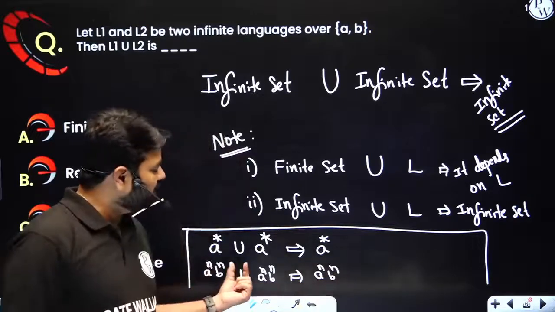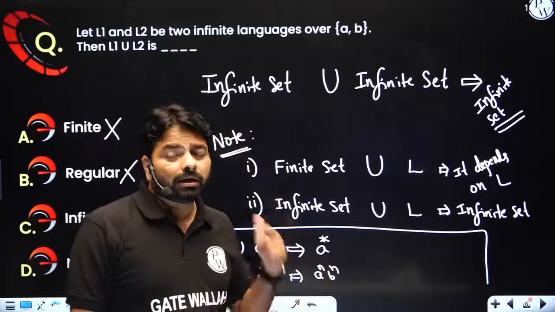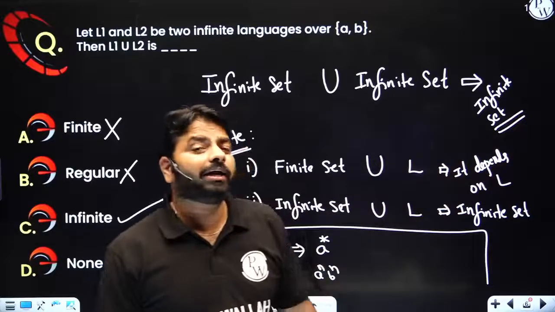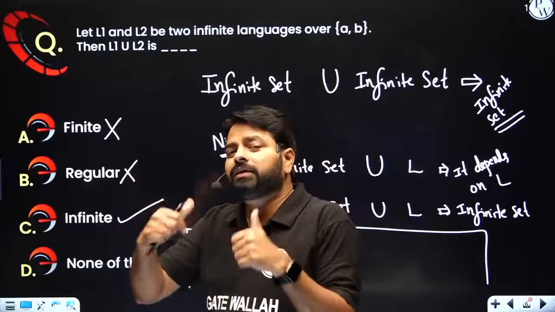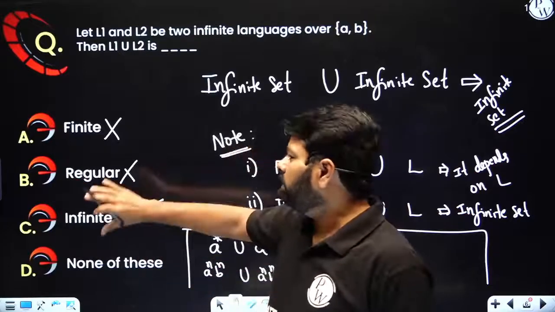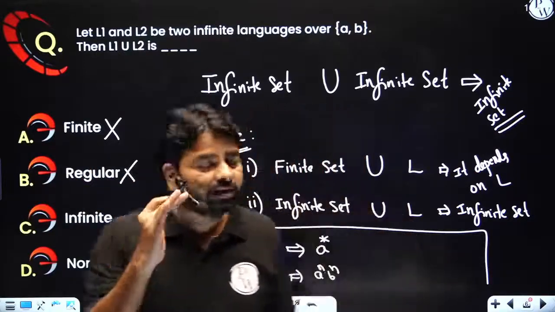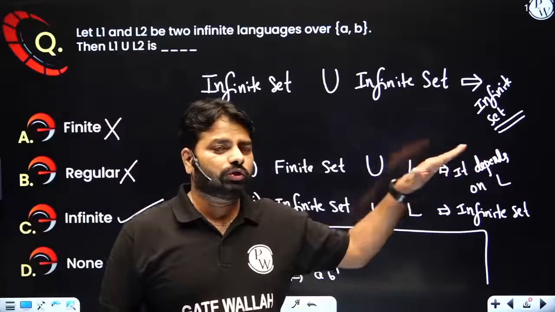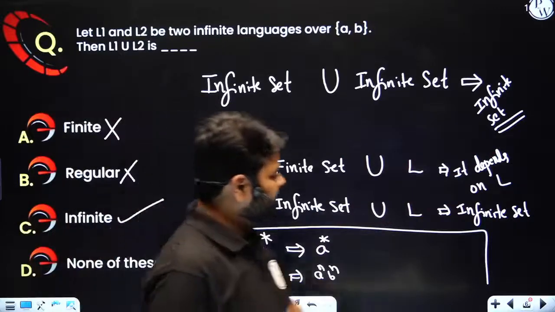See, infinite union infinite, and the result may be non-regular. Sometimes regular, sometimes non-regular. So infinite union infinite, we know is infinite, but need not be regular. If you see one of the options is need not be regular, then that is the right answer. Right now, regular is the wrong option. Fine. So in the exam, you should be aware of it. If they give one of the options as need not be regular, you should choose it. Okay. Let's move to the next question.